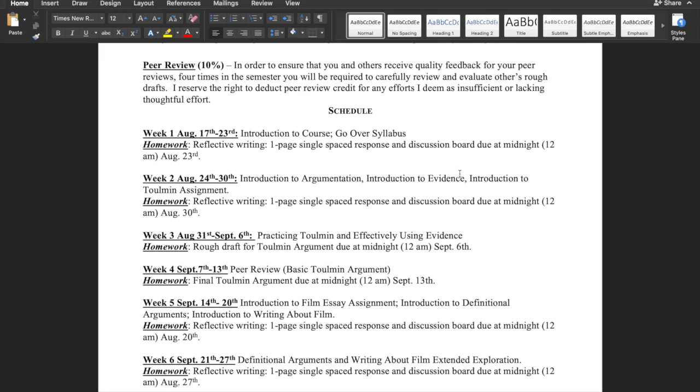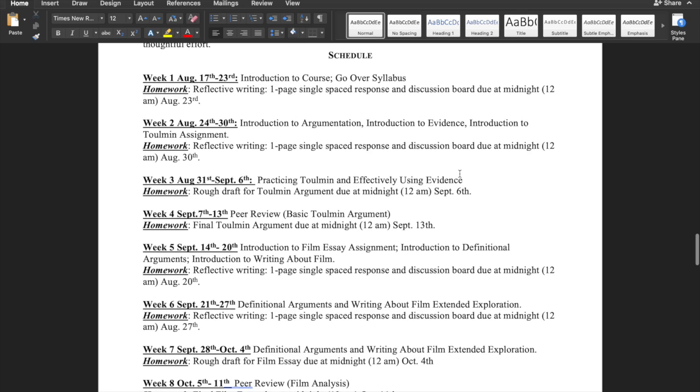Every time before you turn in a final paper, you will be getting feedback from your fellow students, as well as giving feedback to your fellow students on their essay. If you give thoughtful feedback and put good effort into it, for each one you will get credit. Cumulatively, that will be 10%.